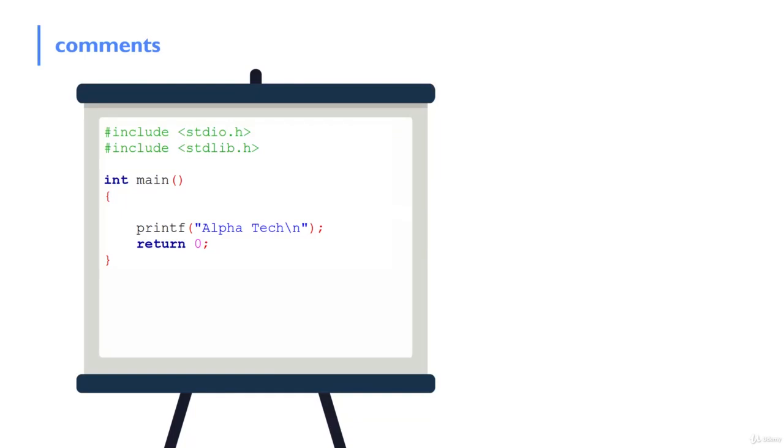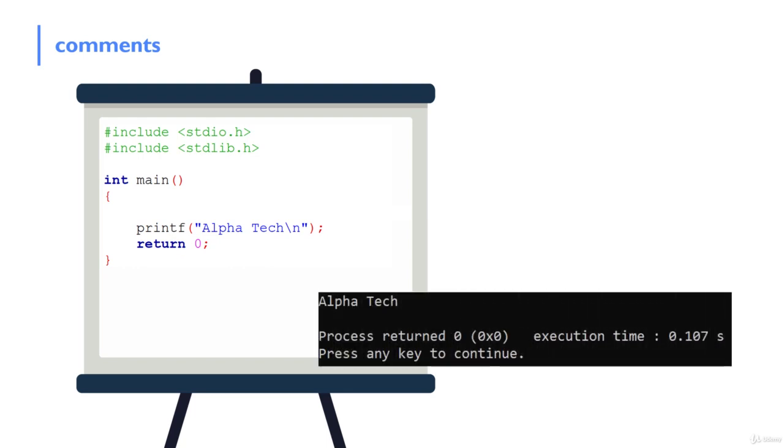So in this video, we are going to see what comments are and how we can use them in the C programming language. So here we have our previous exercise where we printed alpha text to the screen. Let's say that it's the same as the program where we printed the full name, the first name and the last name. Alpha tech is the first name and the last name.